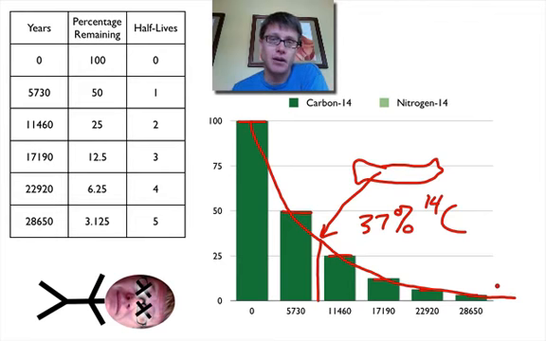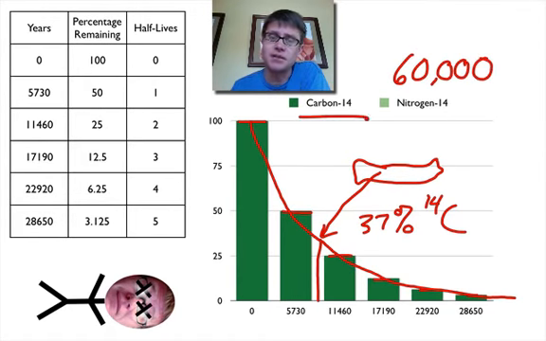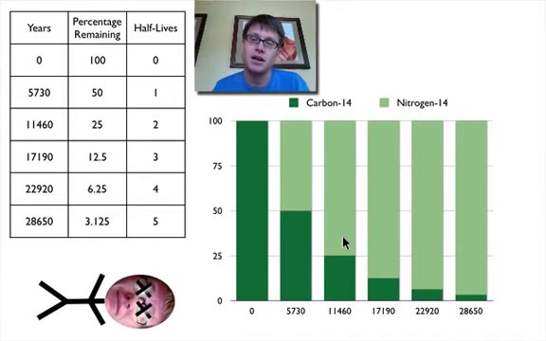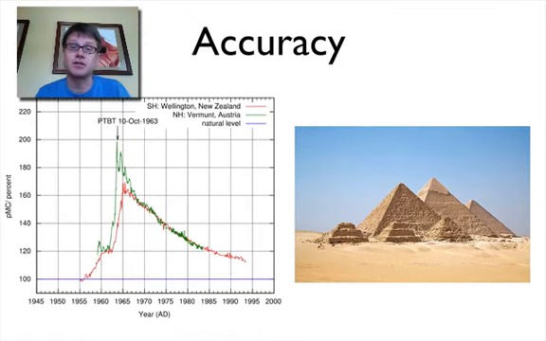It's kind of like walking halfway to the wall and halfway to the wall again. But eventually you get out like 60,000 years, and the amount of carbon-14 that is left is so small that you can't get accurate measurements for that. And so we have to use a different isotope to measure it at that point. Another thing to remember is the amount of carbon-14 is going to drop off, but that's going to be converted to nitrogen-14 as well. And so if we have 25% carbon-14, then we've got 75% nitrogen-14.